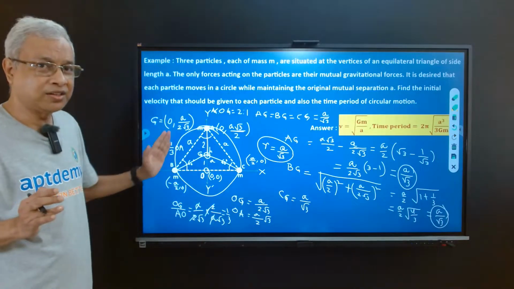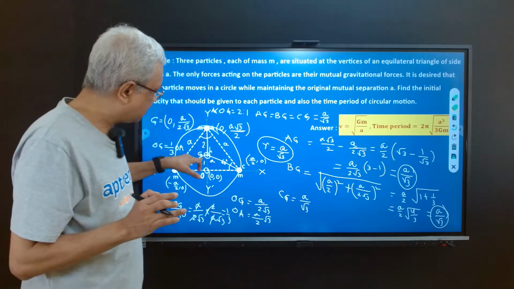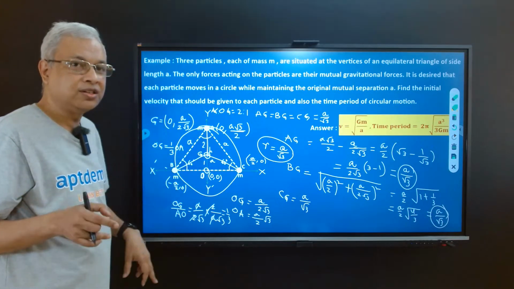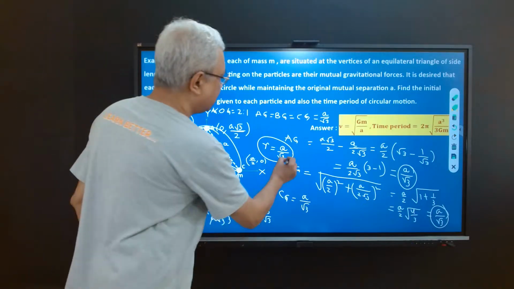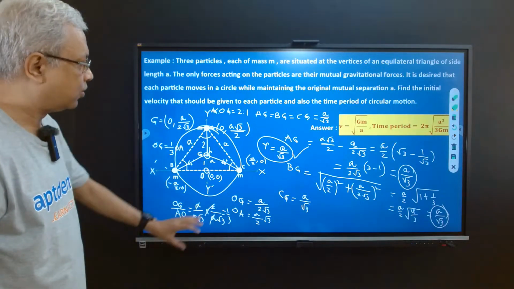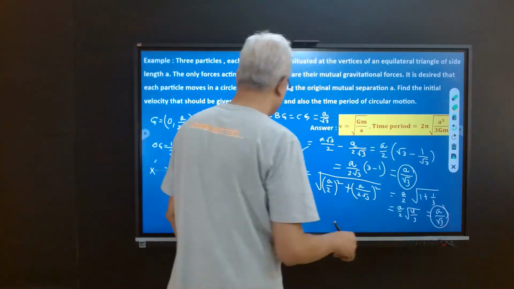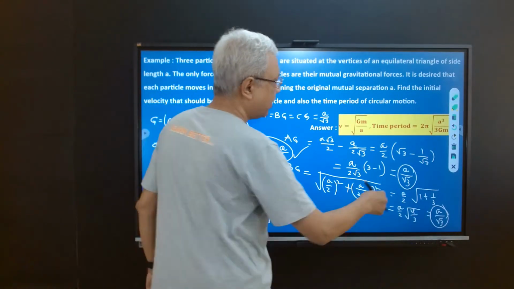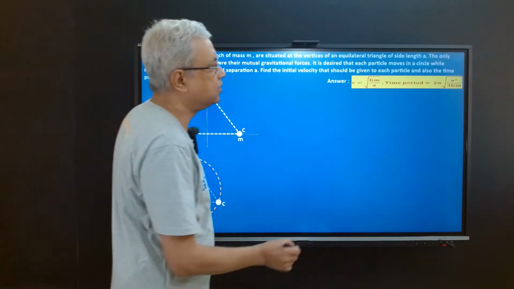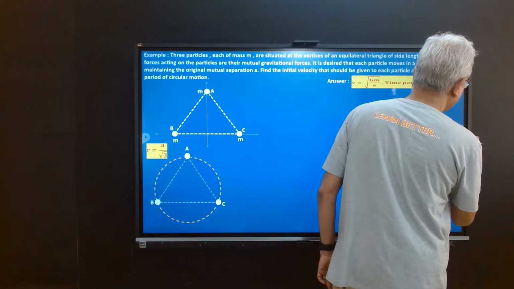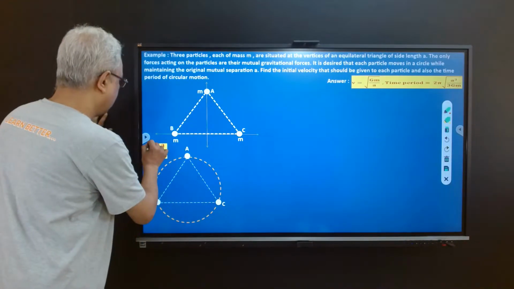So three masses ABC, they are not connected at all. So their centroid is equal to the center of mass is equal to the center of the circumcircle, and the radius of the circumcircle is a by root 3. Okay, let us keep this data in mind and go to the next step for calculation. So R is equal to a by root 3. So let us keep this in mind. So R is a by root 3. We derived this expression in the earlier slide.